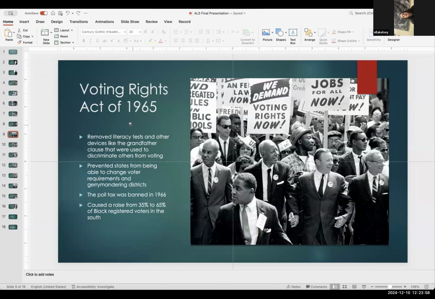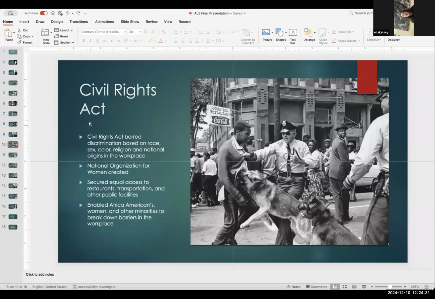And then back to the Voting Rights Act of 1965, it removed literacy tests and other devices like the grandfather clause that were used to discriminate against others, mainly those of color, from voting. It prevented states from being able to change voter requirements and gerrymander districts. And later, the poll tax was banned in 1966. It caused a rise from 35% to 65% of Black registered voters in the South.